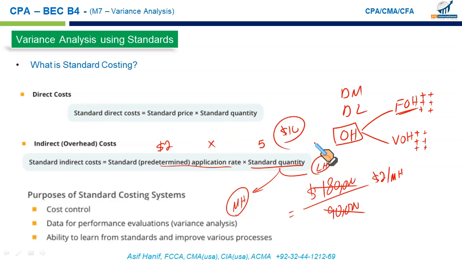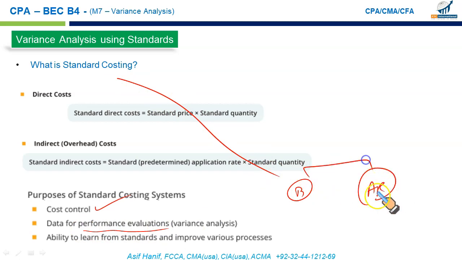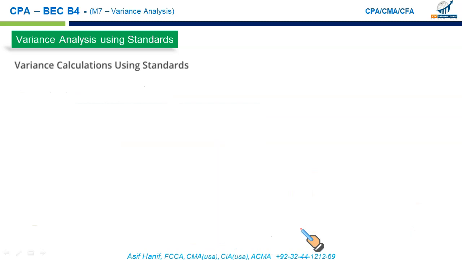Now, why do we use standard costing? Standard costing is used for cost controlling purposes. It is used for the performance evaluation. Budgets are prepared based on the standard cost and the actual results are then compared against the budgets, and then we identify the variances, and these variances are the basis for performance evaluations. And it also helps us to learn about standards and improve various processes when we identify different variances in the production system for material, labor, variable overhead, fixed overhead, and so on.